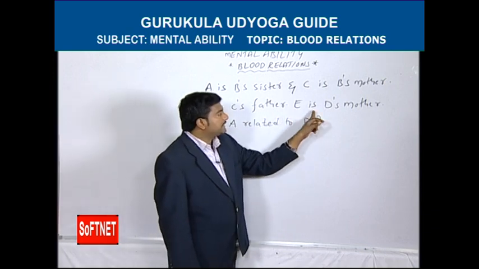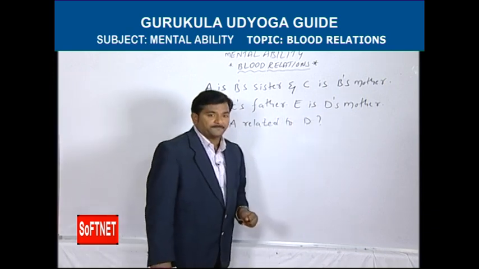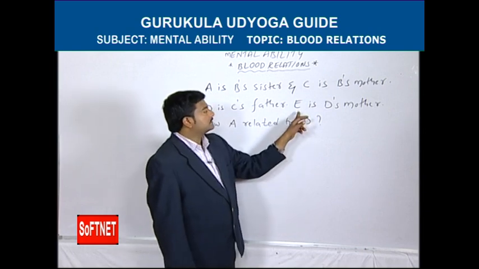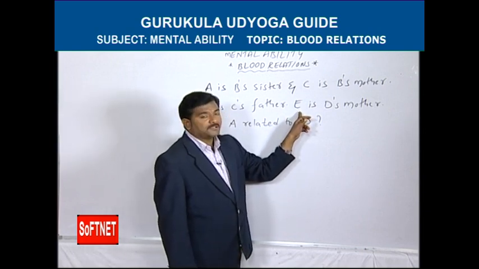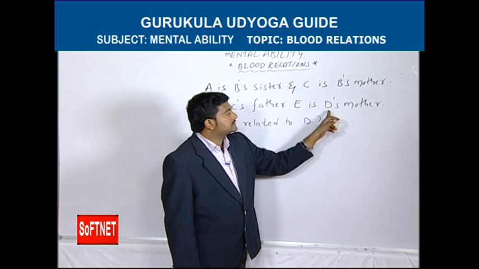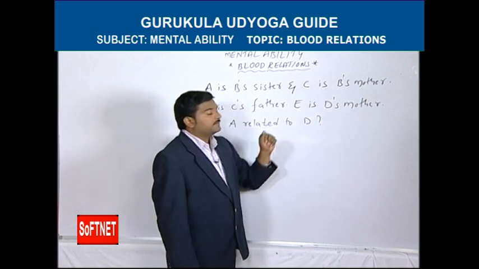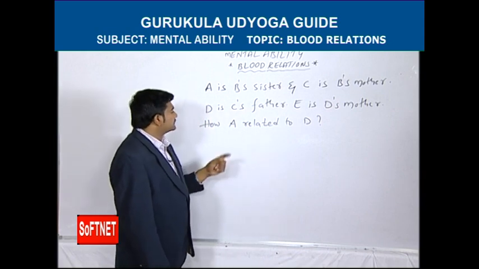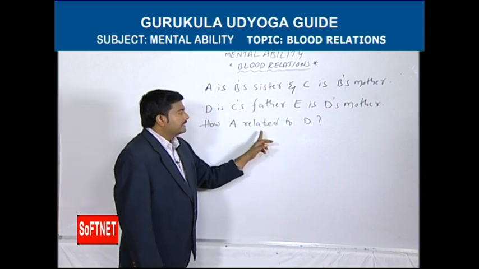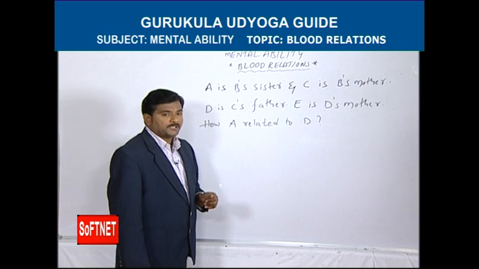Similarly, E is D's mother. So now the gender of E is what here? Female gender. E is D's mother, so here E is female gender. Now what is the given question? How is A related to D? How is A related to D?